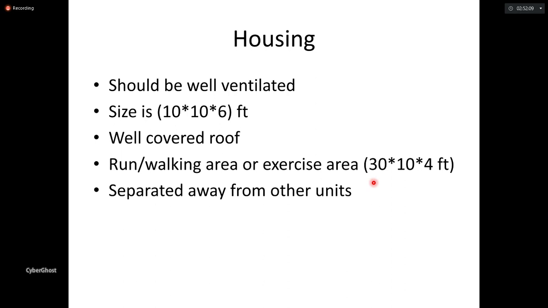You should provide an area for some exercise, just to run around and come back again. That area should be separated from other animals and other units. It should not be fully isolated, but just away from the other animals. They should have specific attention and specific facilitation, just to assure some exercise and some space, away from other animals with fewer disturbances.